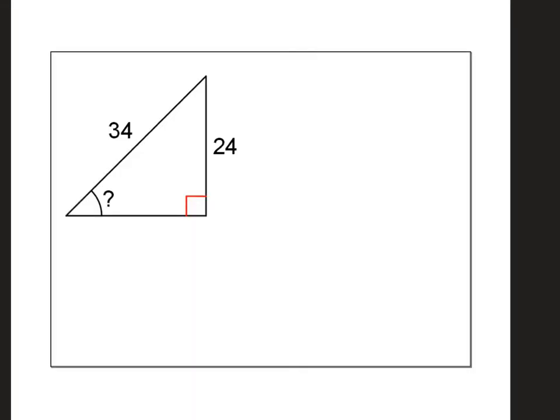So let's do one more. Let's say we have this figure here. We need to find an angle measure. Again, here's our unknown angle. So from that angle of reference, the 24 is the opposite side. It's all the way through the triangle. And the 34, it's across from the 90-degree angle, so it is the hypotenuse. So we're going to ask ourselves which ratio deals with opposite and hypotenuse. And we know that is the sine.